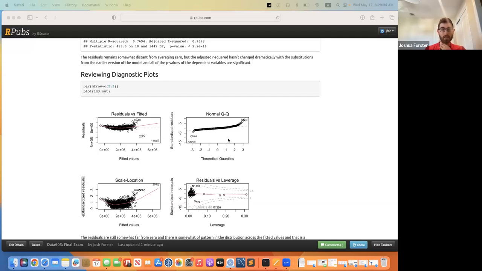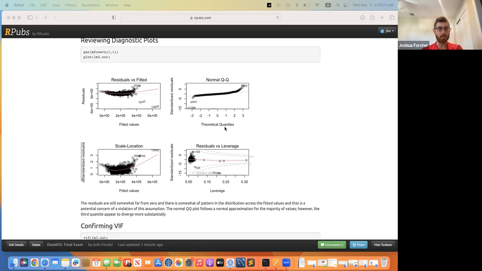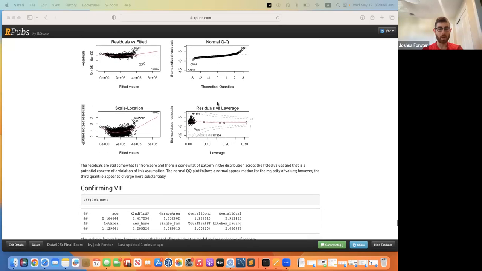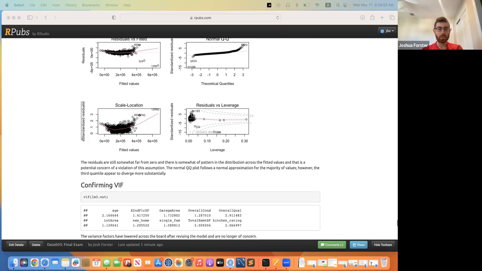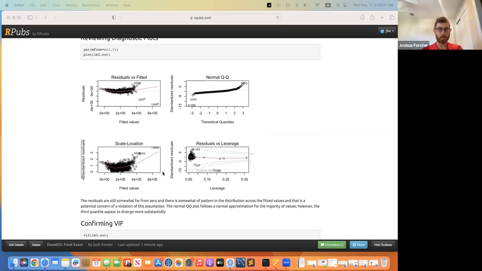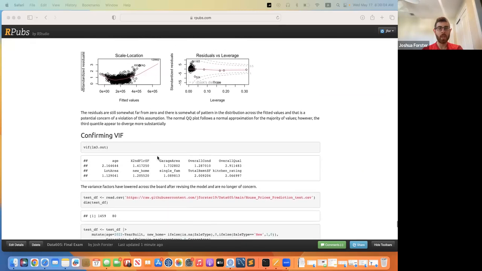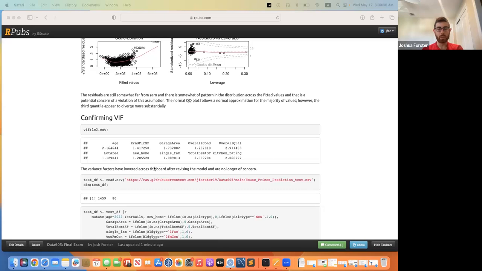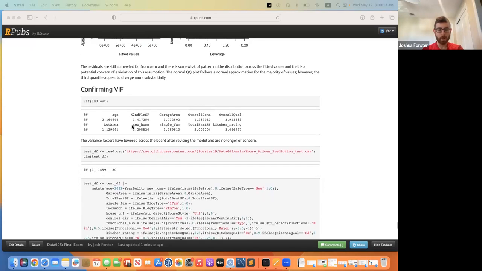And that's consistent with the normal QQ plot, in terms of, it seems like it's a very good approximation for the 2 quantiles, so probably most of the data. And as you get to the end, to the third quantiles, there's a pretty heavy skew, more so on the right, that might violate the assumption overall in using this model. So those are the main concerns around assumptions related to linear regression with this data set. And then rerunning the variance inflation factor, we see that everything is now below 3, which I think is a good thing. So that wouldn't disqualify the model.